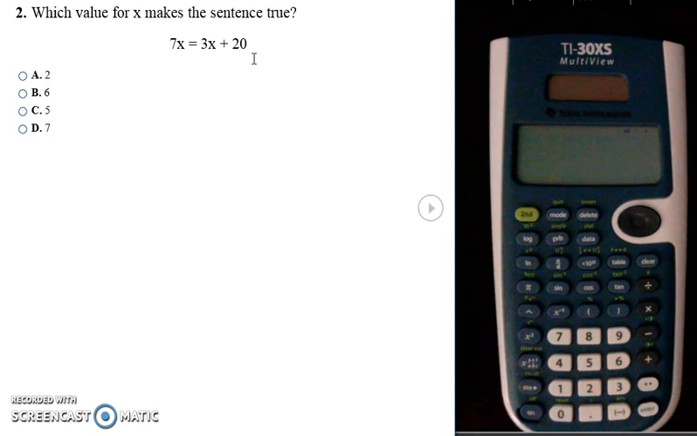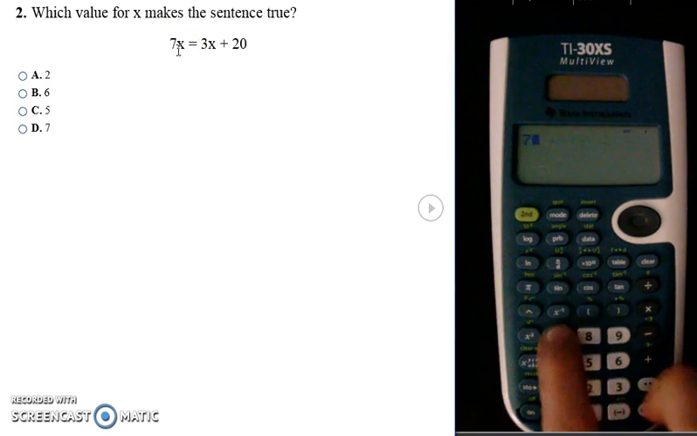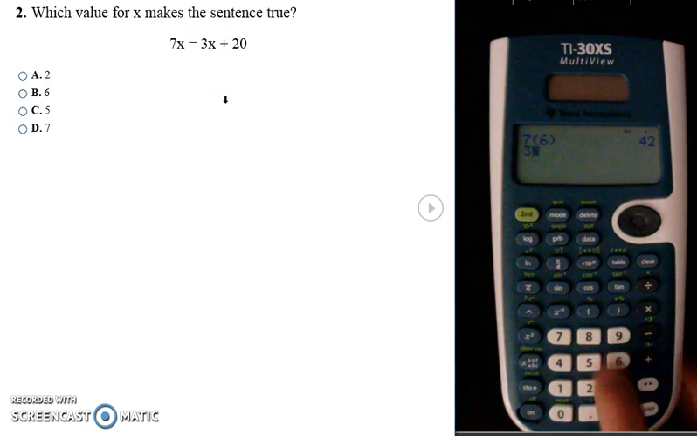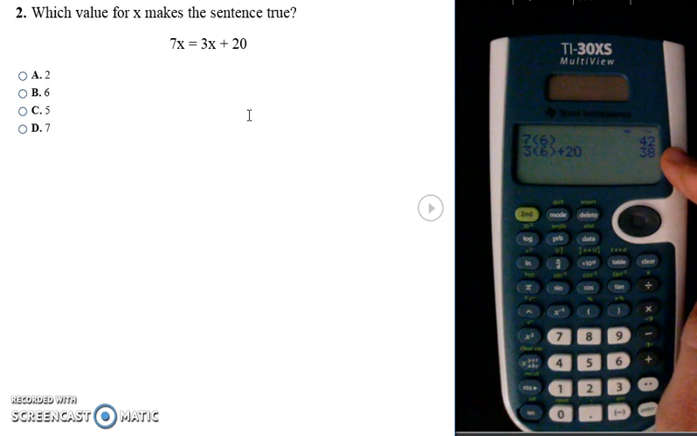I'm going to go ahead and clear that, and I'm going to try B. The first side I have 7x, and B says 6, so I'm going to try substituting in 6 for x. So I'm going to have 7 parentheses 6, and that equals 42. 7 times 6 is 42. I want to see if I can get the right side of the equation to also be 42 when I substitute in 6. So I'm going to have 3, but instead of the x, a parenthesis 6 plus 20, and that gives me 38. So 42 and 38 aren't the same answer, so it can't be B.